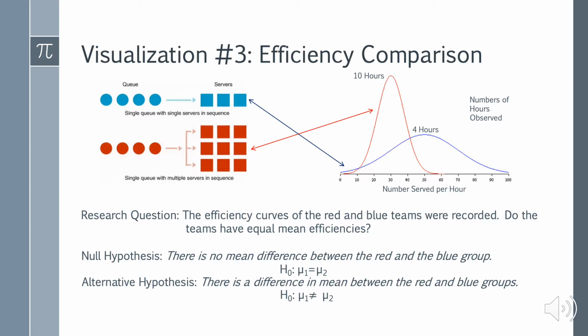Visualization number 3, efficiency comparison. We have two teams. The blue team, a single queue with single servers in sequence, represented by the blue curve. The red team, the single queue with multiple servers in sequence, represented by the red curve.